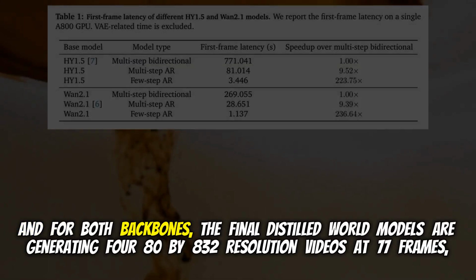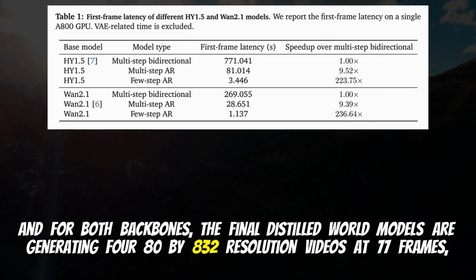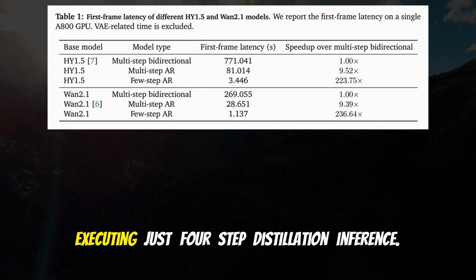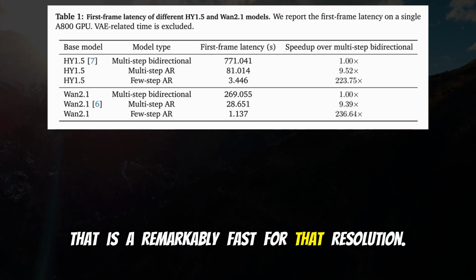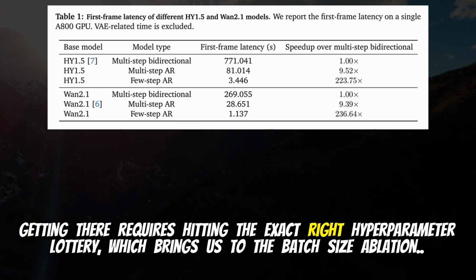Right. And for both backbones, the final distilled world models are generating 480 by 832 resolution videos at 77 frames, executing just 4-step distillation inference. That is remarkably fast for that resolution. 4 steps to a clean frame. I mean, that is the dream for real-time interaction. Yeah. Getting there requires hitting the exact right hyperparameter lottery, which brings us to the batch size ablation.